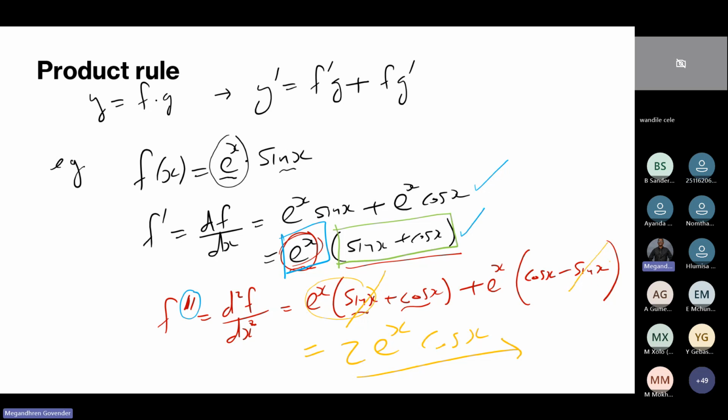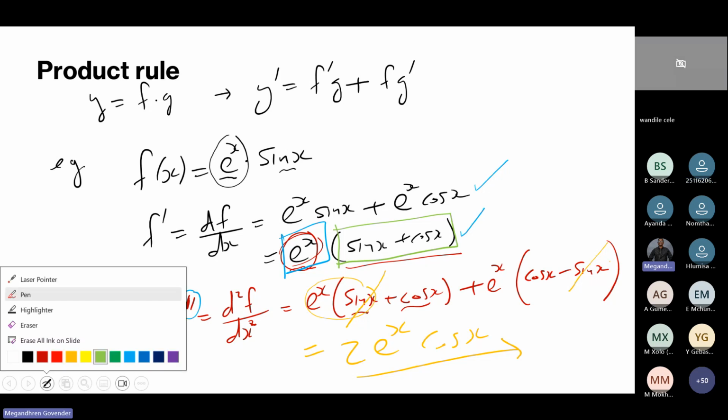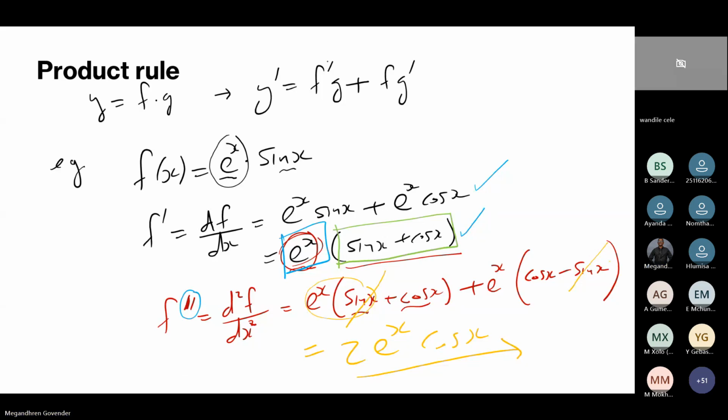Yes. Right. So what's the rule? The rule says keep the first function. You can differentiate the first function, keep the second one constant. So there's the one. Derivative of the blue function is e to the x. I kept the green function constant. Are you happy with that?